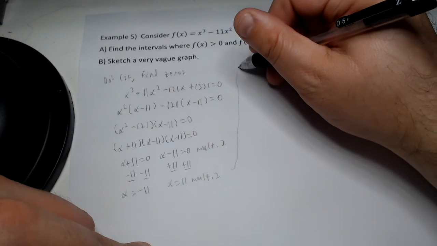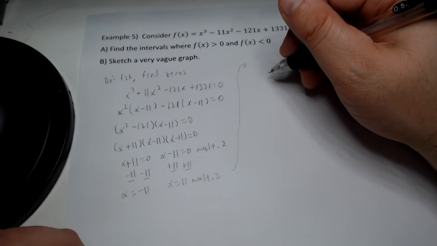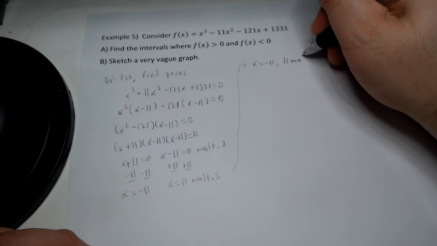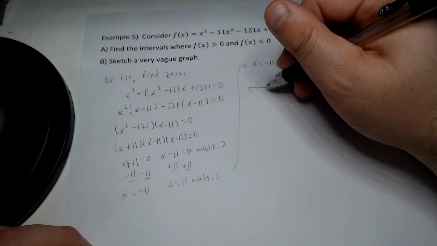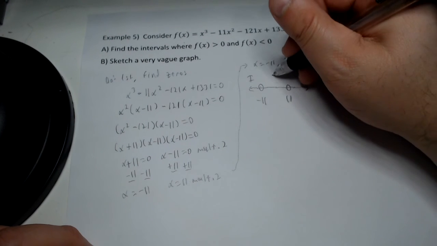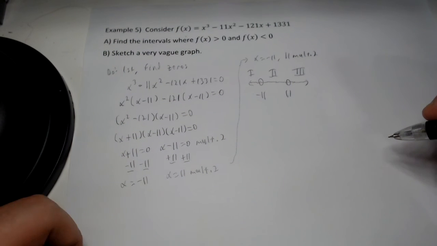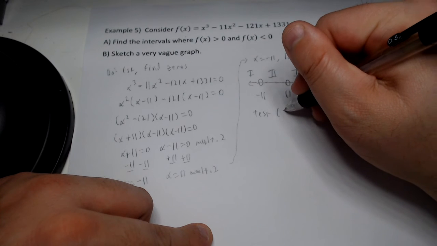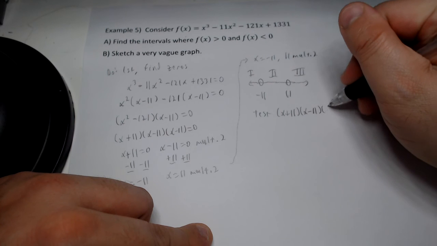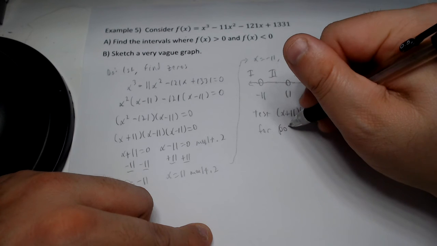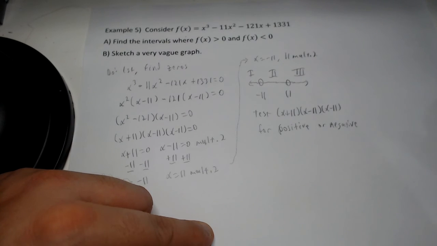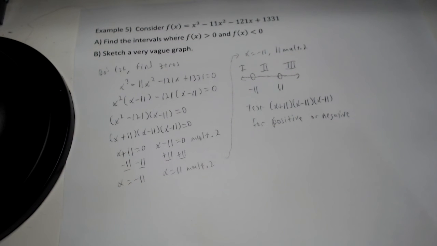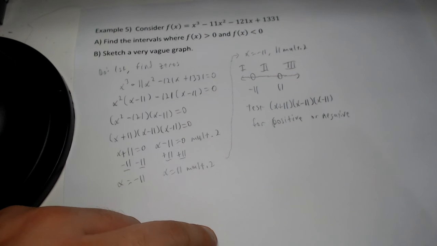Okay, so I'm going to take this information and create a number line. So x equals negative 11, and 11 multiplicity 2. Now that doesn't have any relevance when we're sketching our number line per se. I have negative 11, I have 11, region 1, region 2, region 3, and I'm going to test x plus 11, x minus 11, x minus 11 for positive or negative.